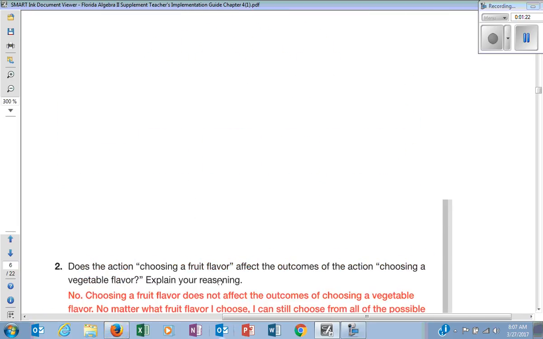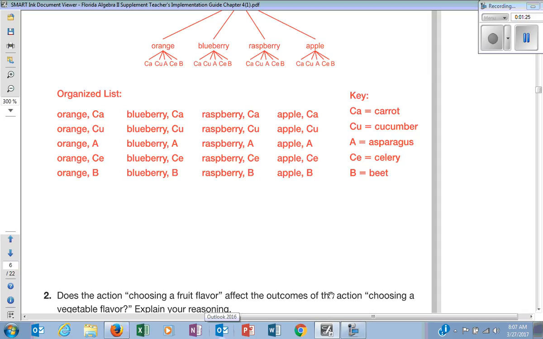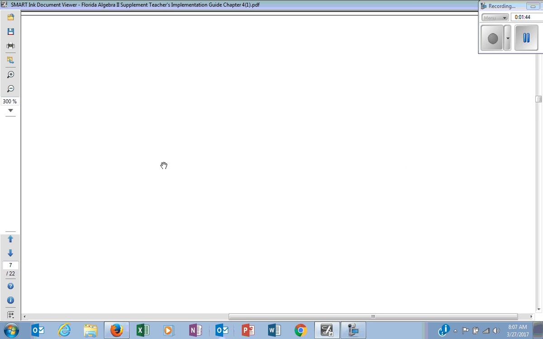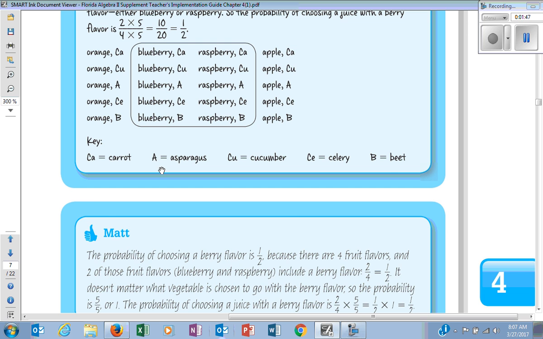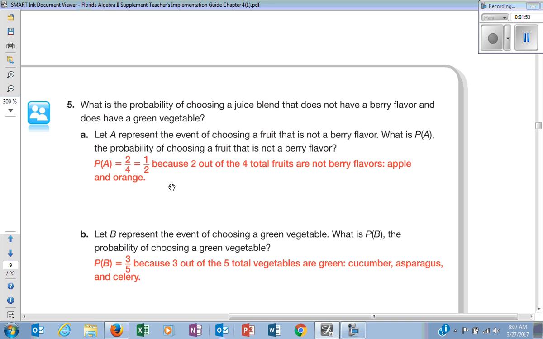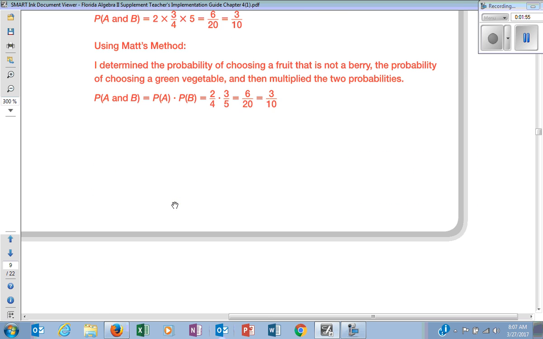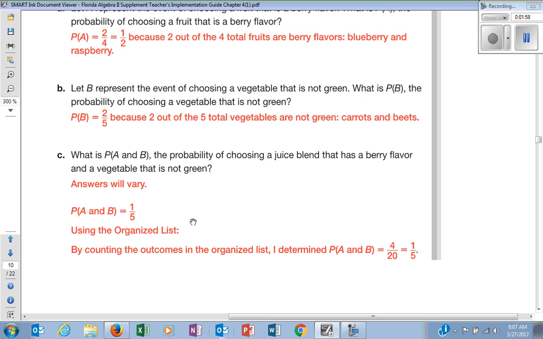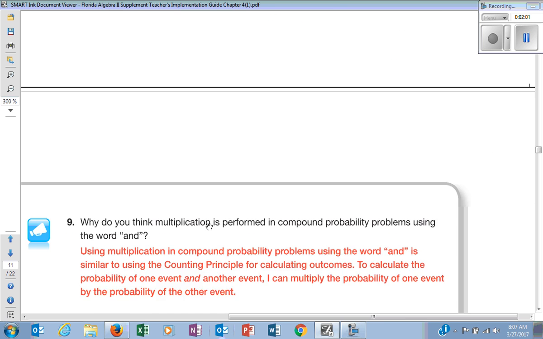Now, does the action of choosing a fruit affect the outcome of choosing a vegetable flavor? For you personally, maybe. But for the purpose of these juice makers, will they have every different combination possible with this? Is there anything that's limiting the other one? No. So it does not affect the flavor, so we're going to skip this. That should have warmed us up.